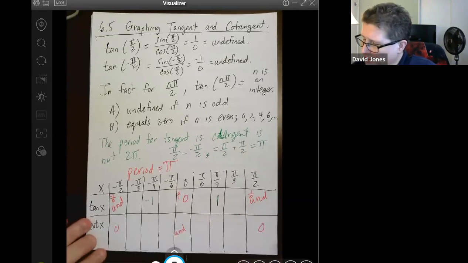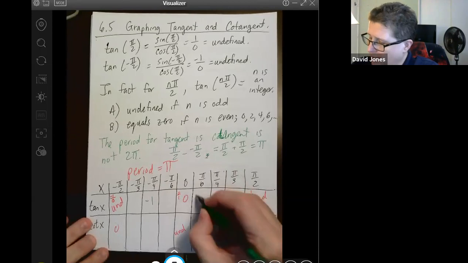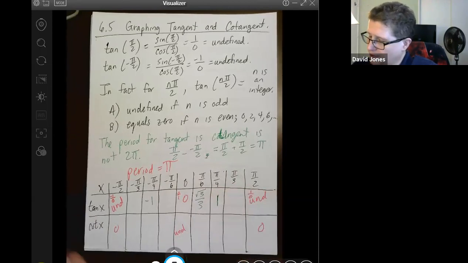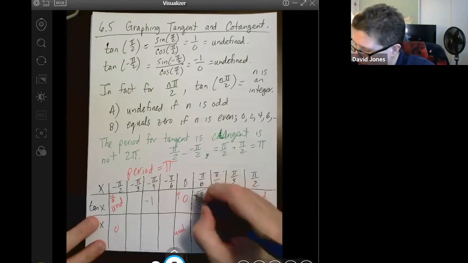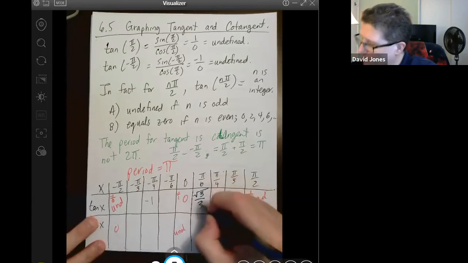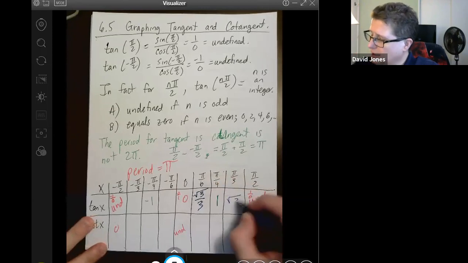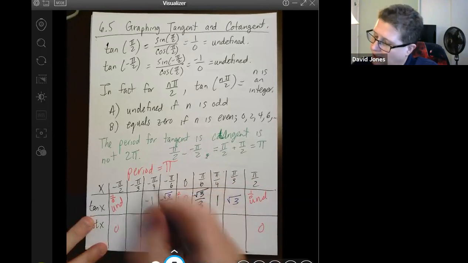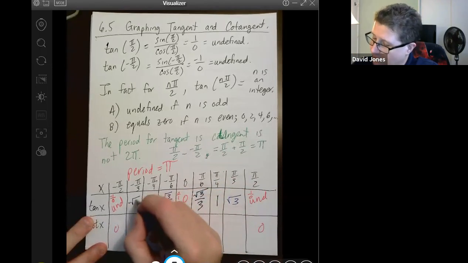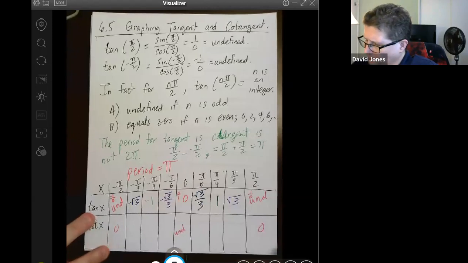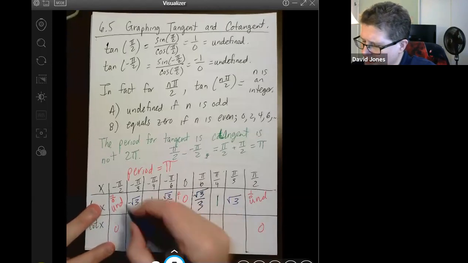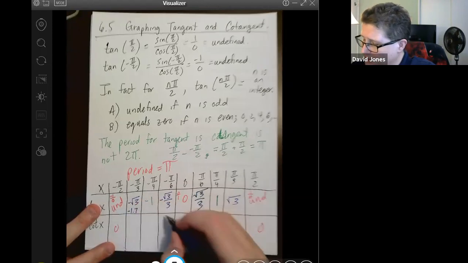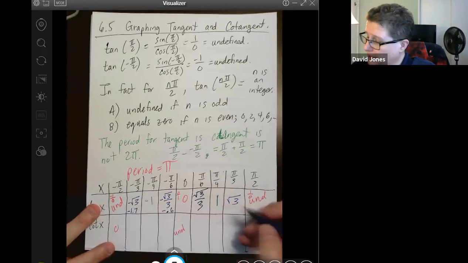Pi over 6, the 30-degree mark, we had root 3 over 3. And pi over 3 was, let me change the color a little bit. Root 3 over 3, and this one's root 3. And so this one over here is negative root 3 over 3. And this one's negative root 3. And to graph these, this is about negative 1.7. This is approximately negative 0.6.